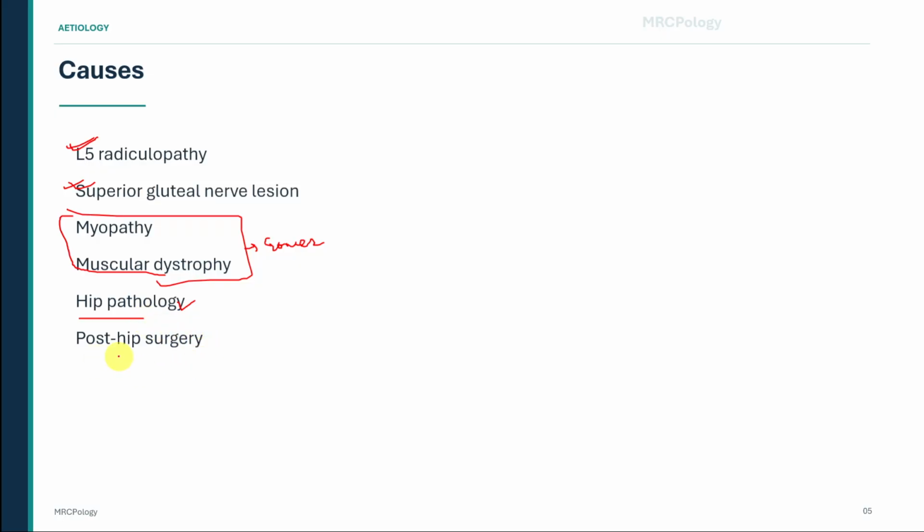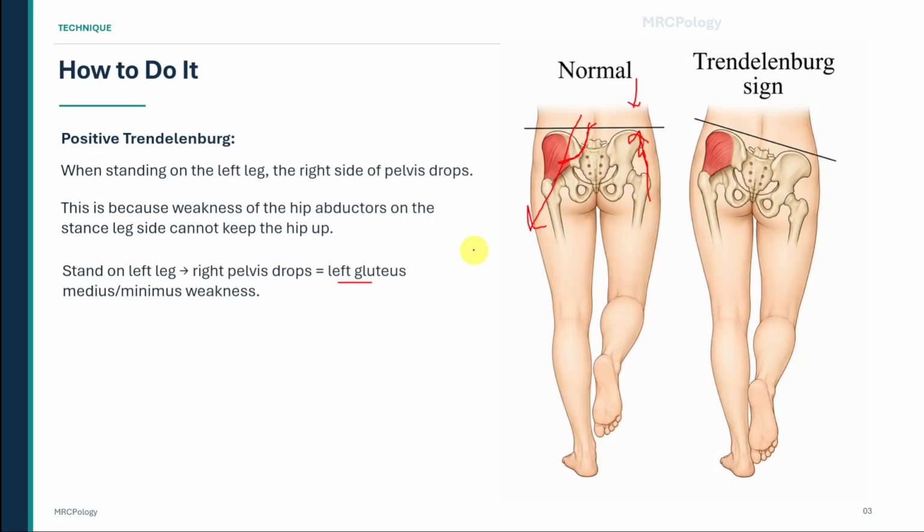In PACES, you could say, there is a positive Trendelenburg sign when standing on the left leg with dropping of the right hemipelvis. This supports left hip abductor weakness and fits with the proximal weakness and gait abnormality demonstrated earlier in the examination. The memory hook is simple. The pelvis drops away from the lesion, but the weakness is in the standing leg.